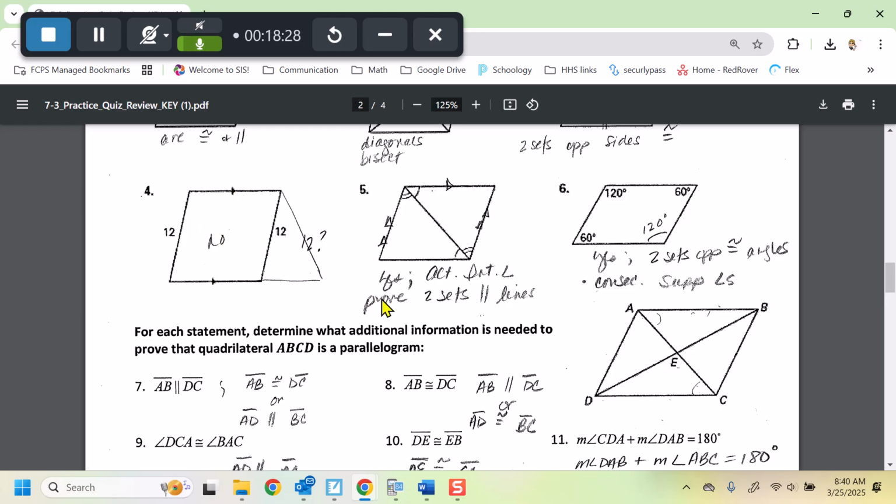Yes, because the alternate interior angles are going to give me 2 sets of parallel lines. And yes, my opposite angles are congruent. And here's my consecutive supplementary angles.